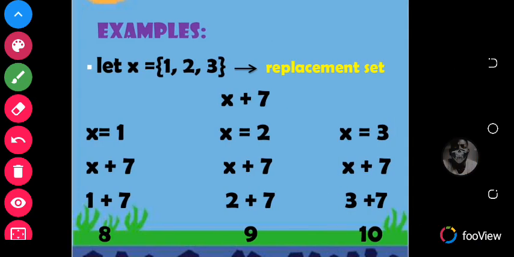So let's look at examples. If x is equal to 1, then when you have something like x plus 7, wherever you find x, you put 1, and you have what? 1 plus 7, which is 8.